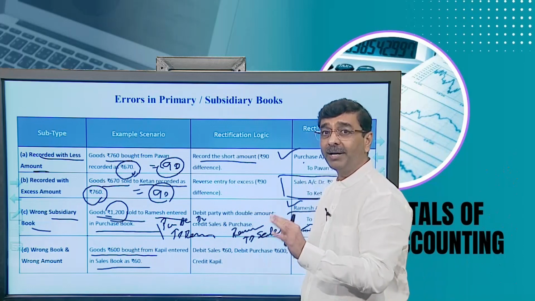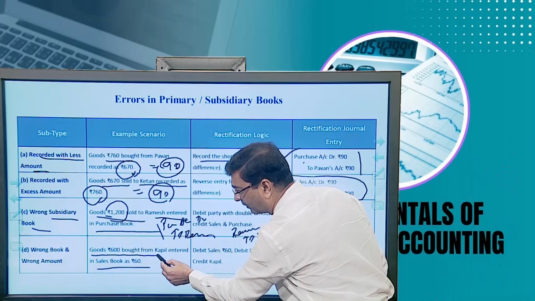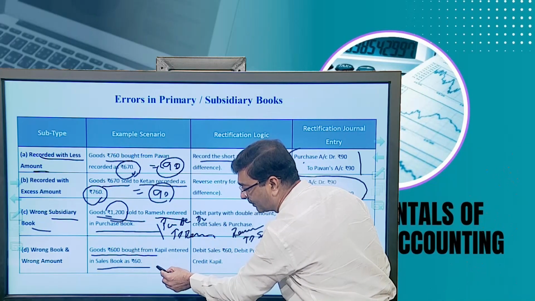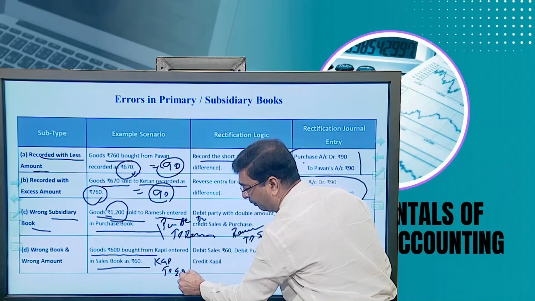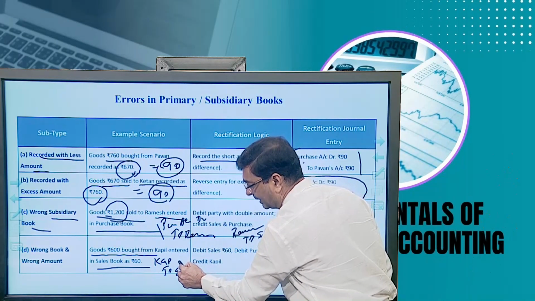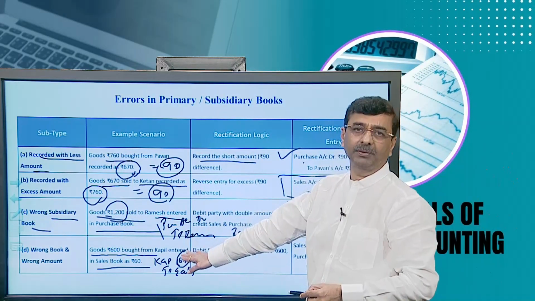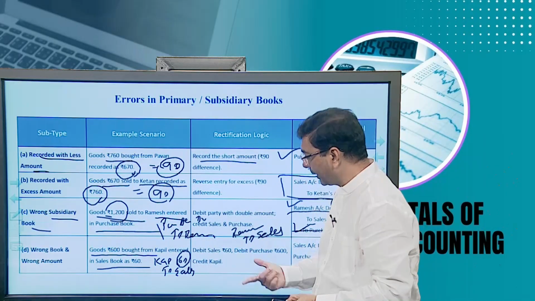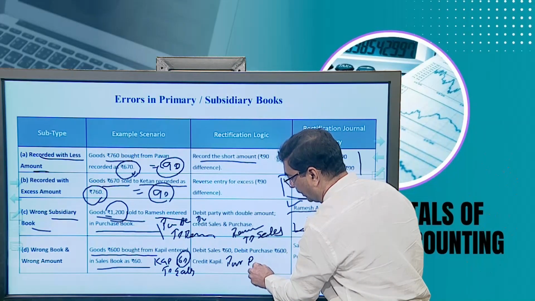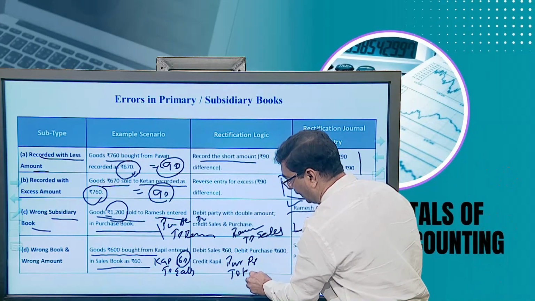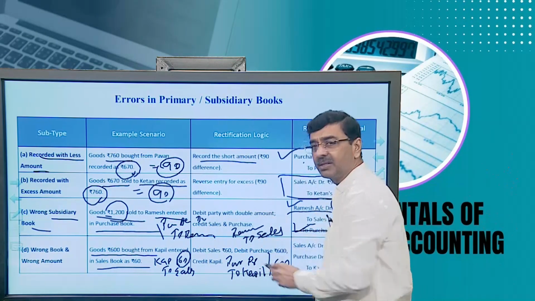So first, what was the wrong entry? The wrong entry is goods bought, 600, from Kapil entered in the sales book. So it was recorded as Kapil account debited to sales, Kapil to sales, and that is 60 rupees. This was the entry that actually happened in the books of accounts at present. Now what is the correct entry? The correct entry is purchase account debited to Kapil account because Kapil is the giver of 600. This is the right entry.